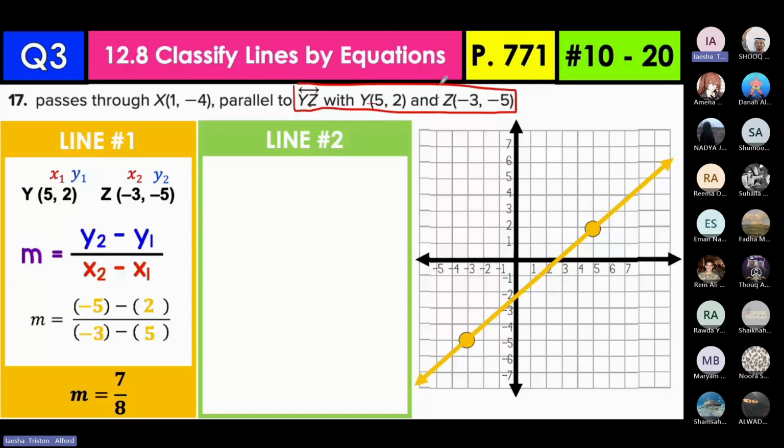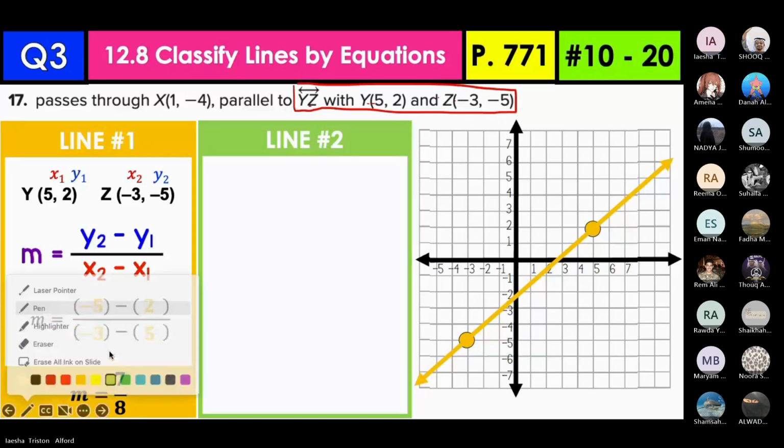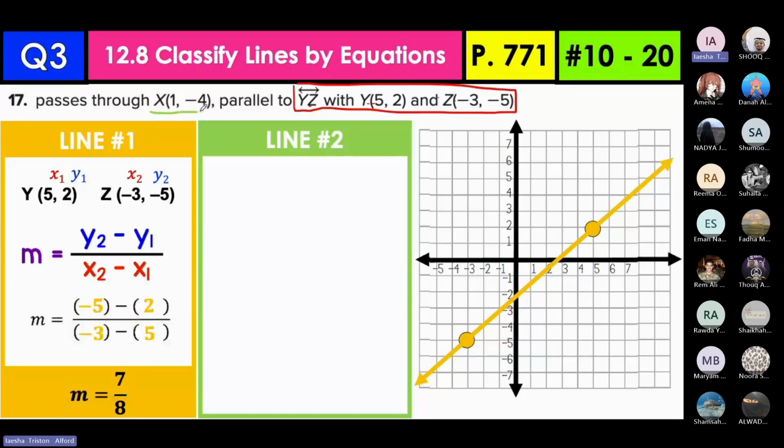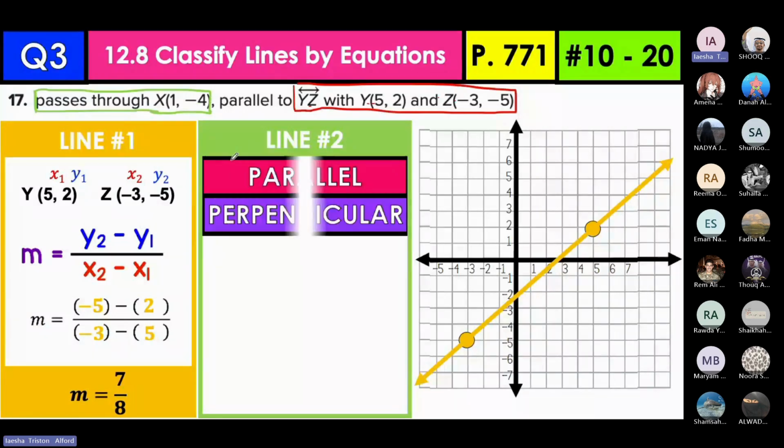The next thing is how to make the second line. To make the second line, it has to go through the other point, this one. How do you know? It says passes through. Passes through means you should draw a line passing through X. So your line has to go through X. What else do we know about line 2? It should be parallel or it should be perpendicular. Parallel. Okay, it should be parallel.